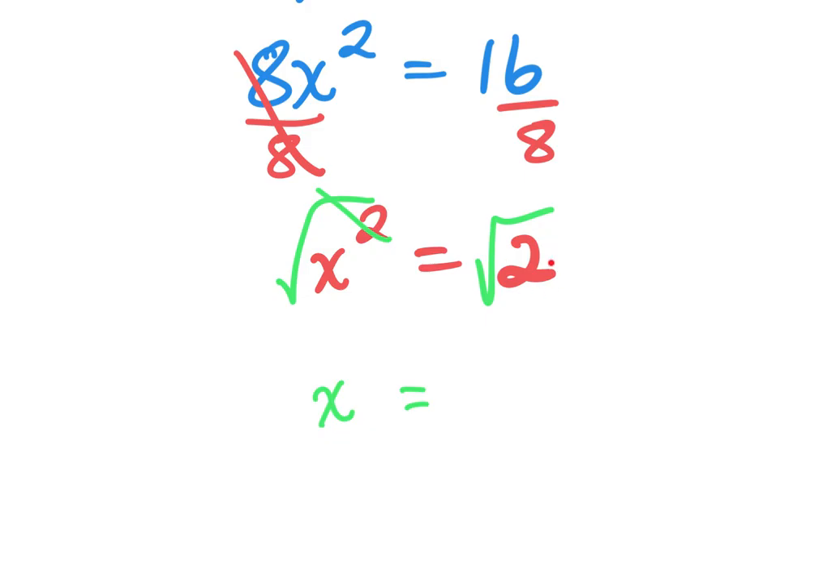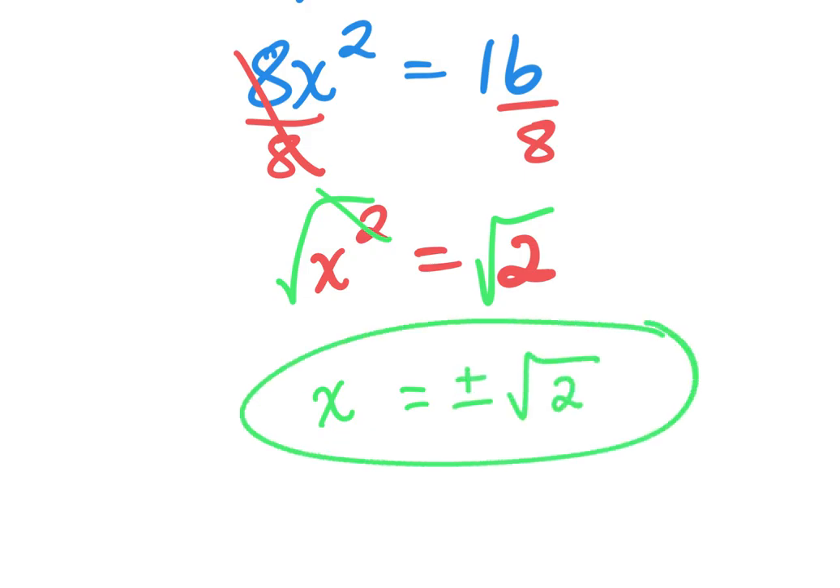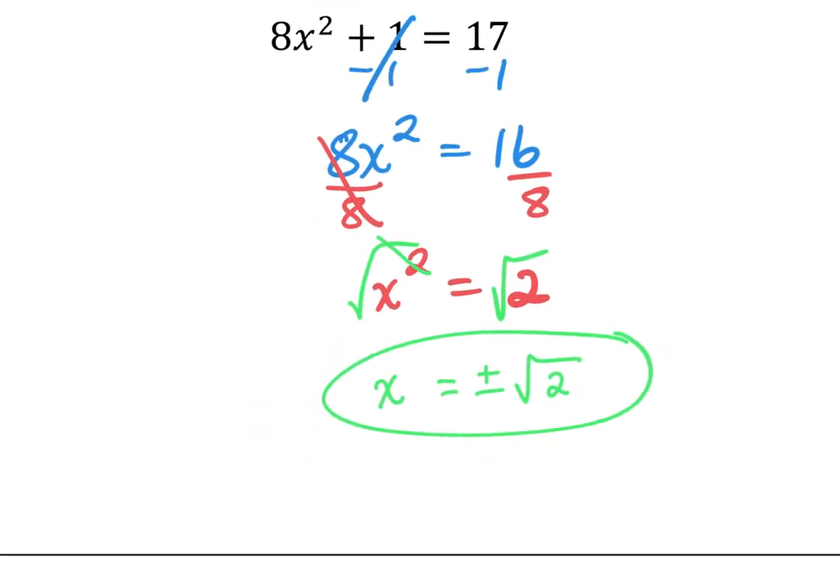is 2 a perfect square? Is it divisible by any perfect square other than 1? No. So we get to just leave this as plus or minus the square root of 2. If you can't simplify, the radical just stays there, okay? So you could have a radical in your final answer if it cannot be simplified. So x equals plus or minus the square root of 2.